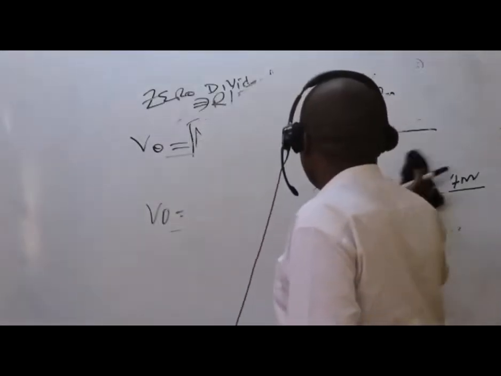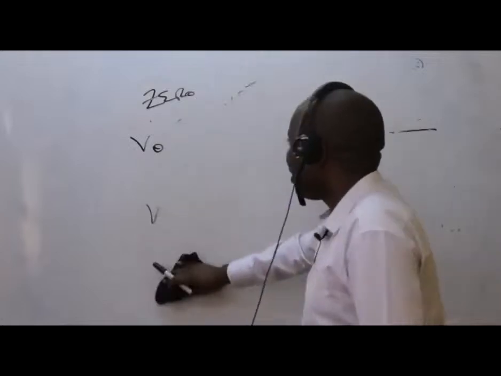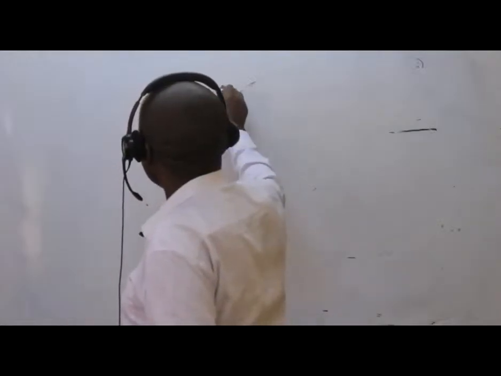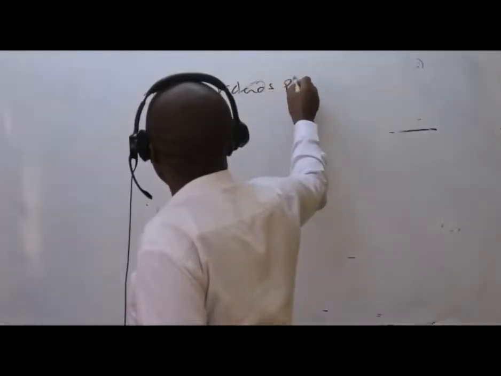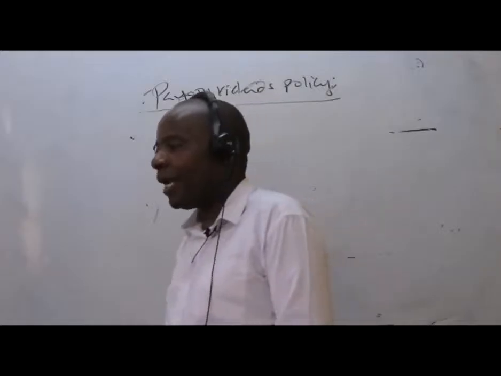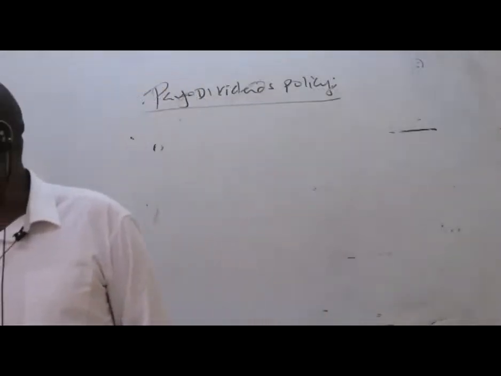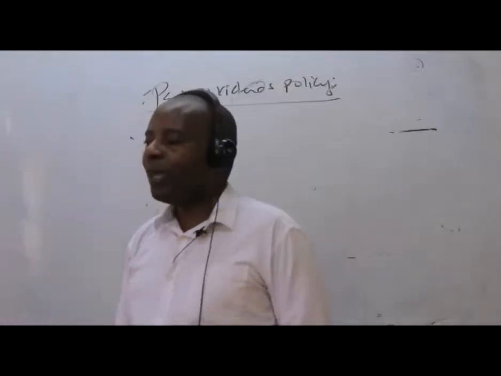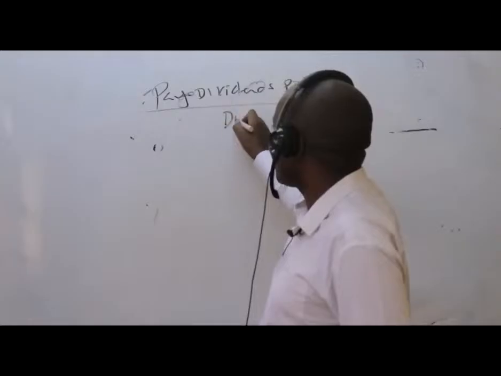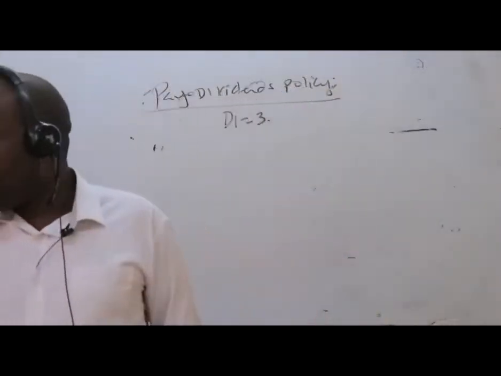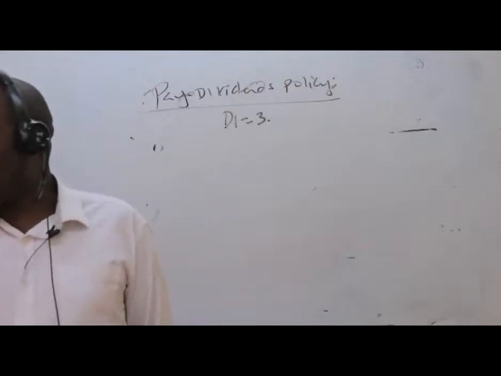Pay dividends policy. Then what will be the value of the firm? So I'm giving you a minute. You try that. So remember, we are paying dividends over how much? We are paying dividends of 3. So D1 is 3. So I'm giving you exactly 2 minutes. You try doing that as we wind up on this class.